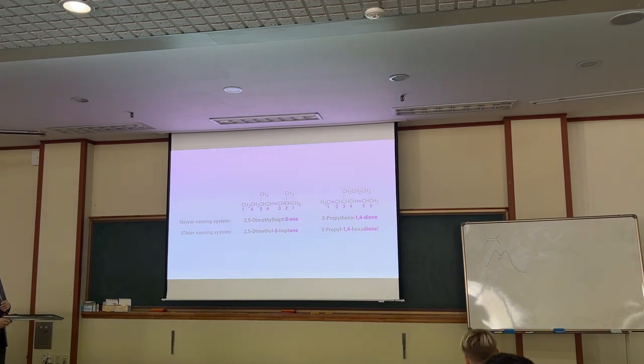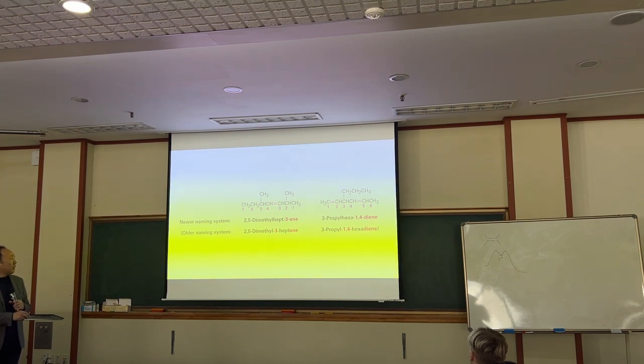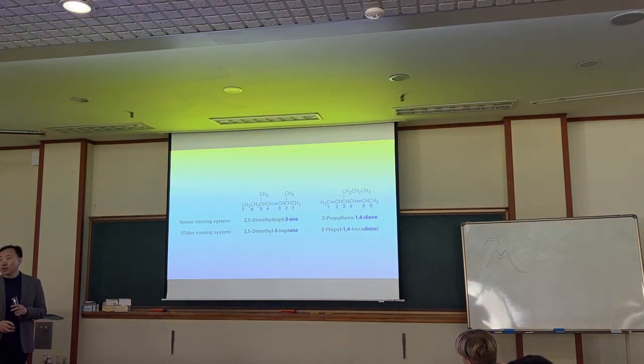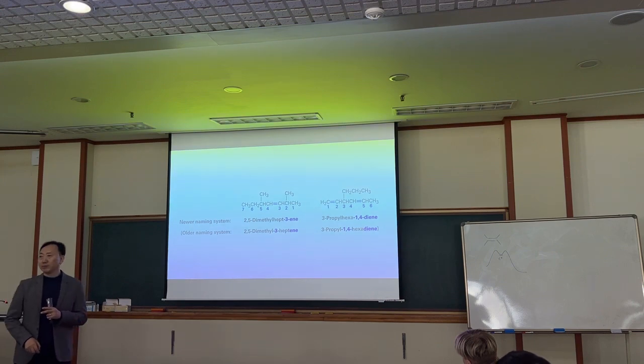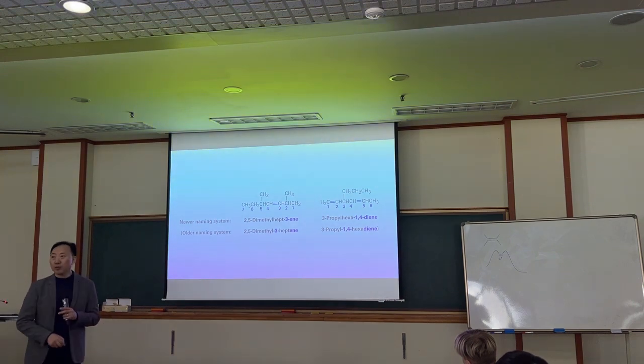Now if you look at here, 1, 2, 3 ene, and then 2 position, 5 position, 2, 5 dimethyl, and 1, 2, 3, 4, 5, 6, 7 heptene. So 2, 5 dimethyl, hept, total number of carbons, 3-ene. Or older system wise, 2, 5 dimethyl, 3 heptene. As you can understand, so far we still use both. But this is recommended as the new form. You can write either of them.